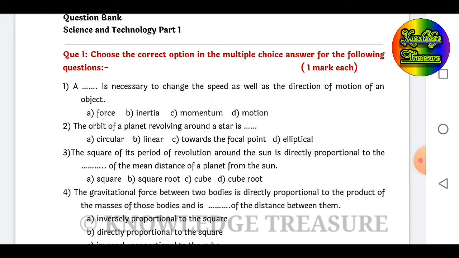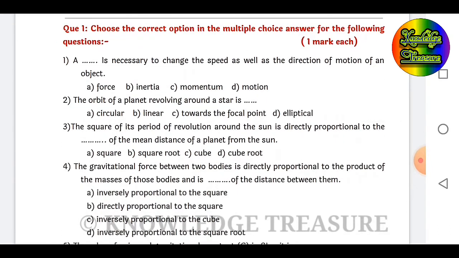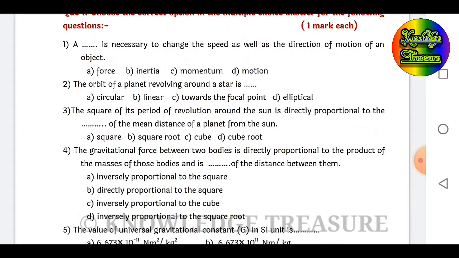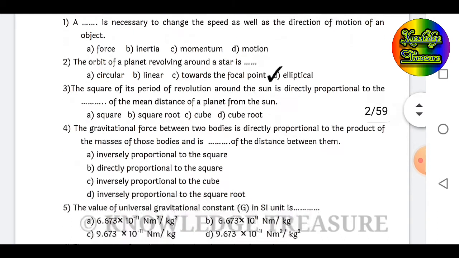A. Force. B. Inertia. C. Momentum. D. Motion. The correct answer is A. Force. Second, the orbit of a planet revolving around a star is dash. A. Circle. B. Linear. C. Towards the focal point. D. Elliptical. The correct answer is D. Elliptical.